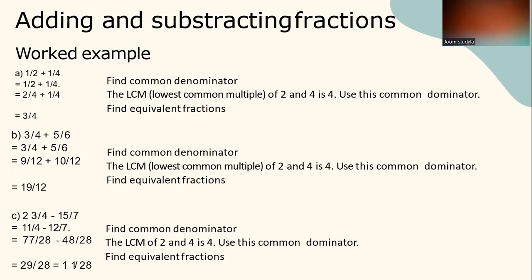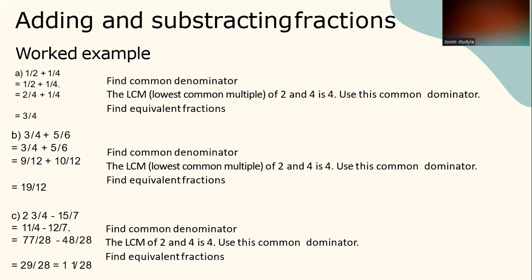So 4 multiplied by 3 gets 12. And 6 multiplied by 2 gets 12, the lowest common multiple. So 9 plus 10 is equal to 19, giving 19 over 12.